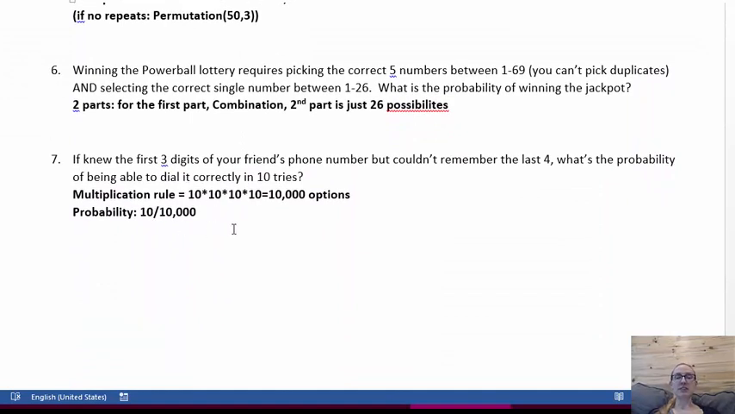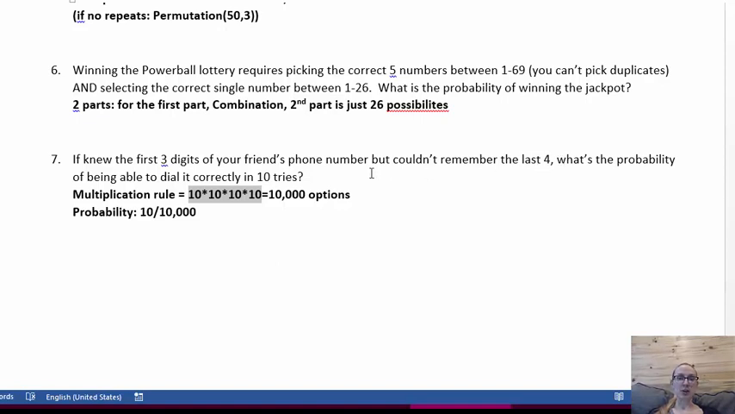All right, last one, number 7. This is another phone number question. In this case, you're just talking about trying to guess the last 4 digits. So there should just be 4 slots in your multiplication rule. Each of those 4 digits has 10 possibilities. Because these aren't the beginning of the phone number, we didn't have to limit the 0 or 1 or anything like that. So this is 10,000 options.